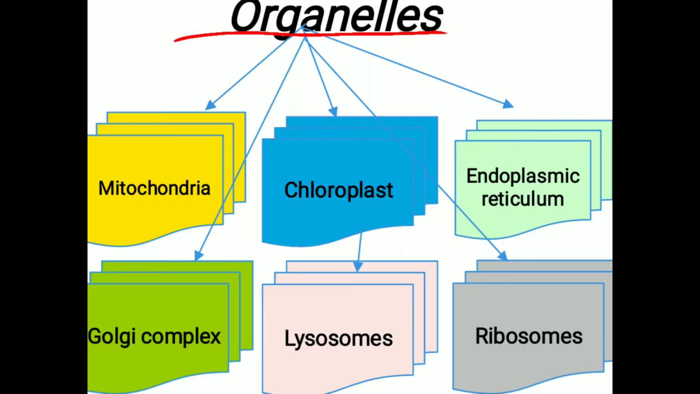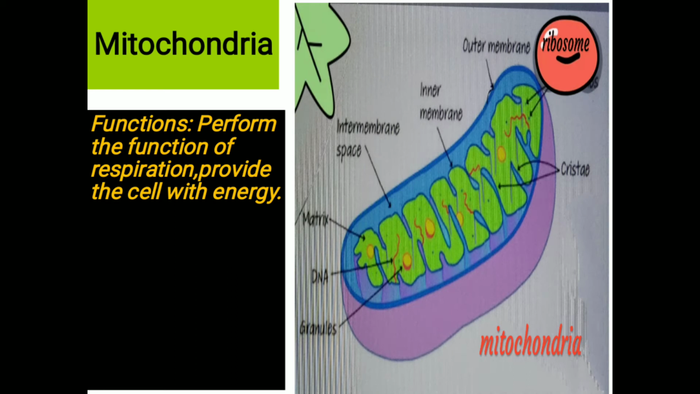Organelles. Like the human body, which has different organs to perform different functions, the cell also has different organelles to perform different functions. These organelles are, first one is mitochondria, second one is chloroplast, third one is endoplasmic reticulum, fourth one is Golgi complex, fifth one is lysosomes, and last one is ribosomes. Now, let us learn about the functions performed by these organelles one by one.